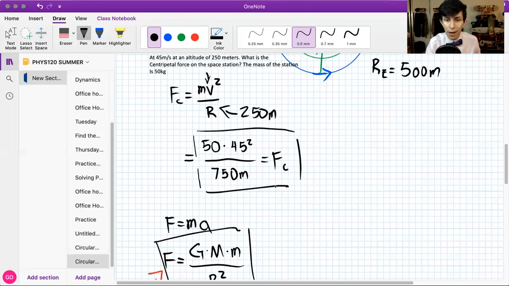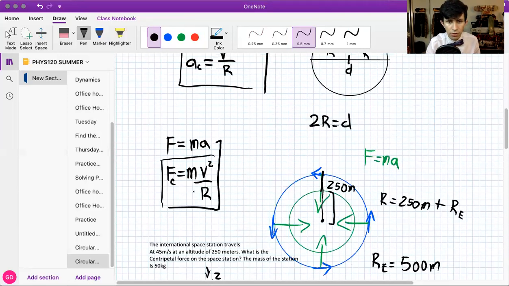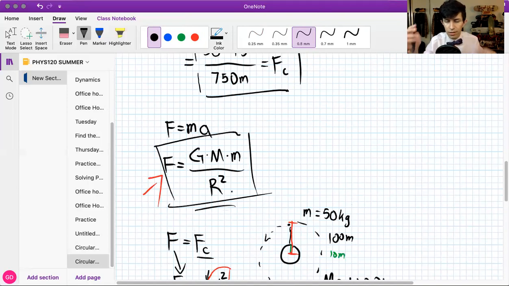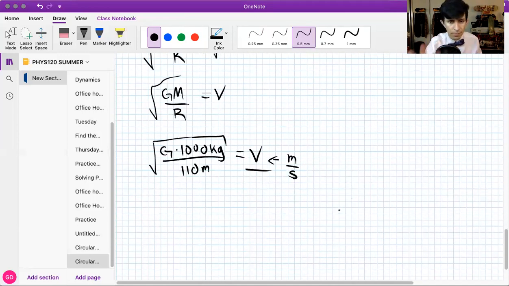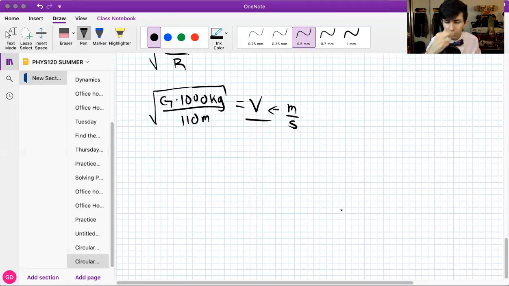the universal force of gravity equation. Where is it? This one right here. You can solve a lot of information and make sure to combine them. That's key.